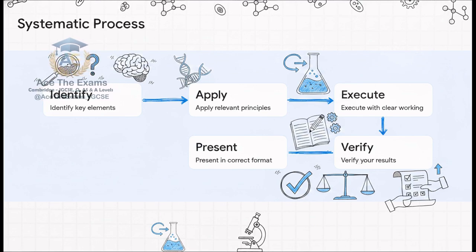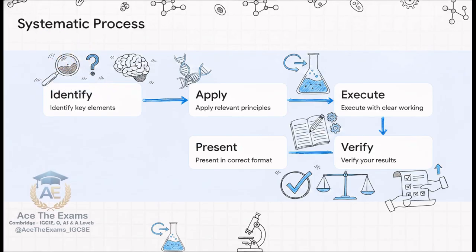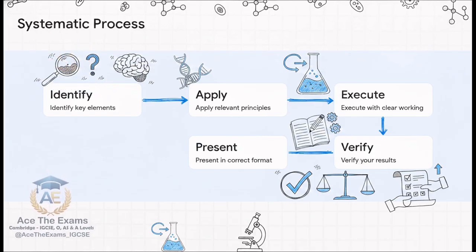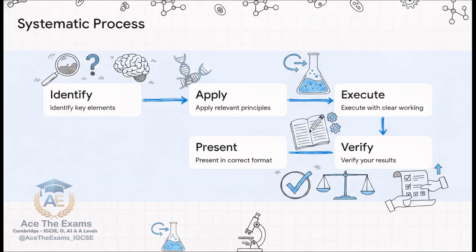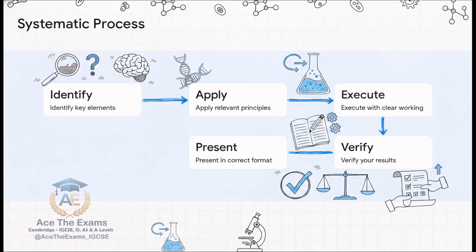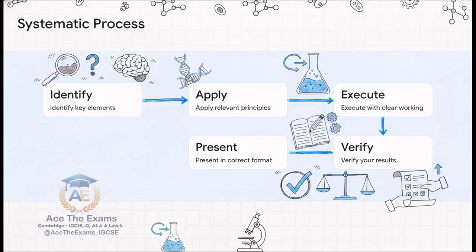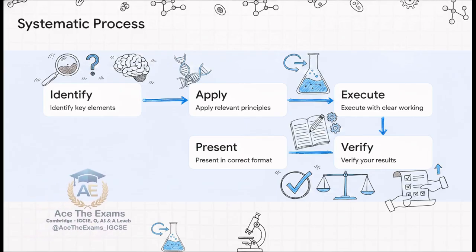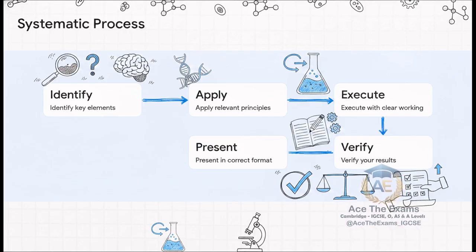Step 1, identify the key elements in the stimulus material. Step 2, apply the relevant biological principles, like, say, the specific reduction of copper-2 ions. Step 3, execute your analysis with clear, highly logical working. Step 4, verify your results to ensure they actually make scientific sense. And Step 5, present your findings in the exact format the examiner requested. Think of it as a systematic sequence. It prevents panic and pretty much guarantees you hit those mark scheme requirements.